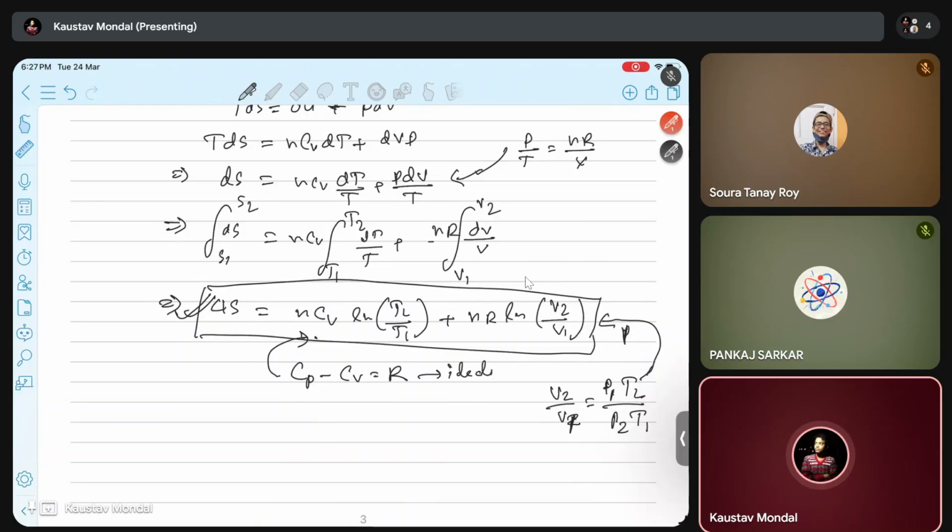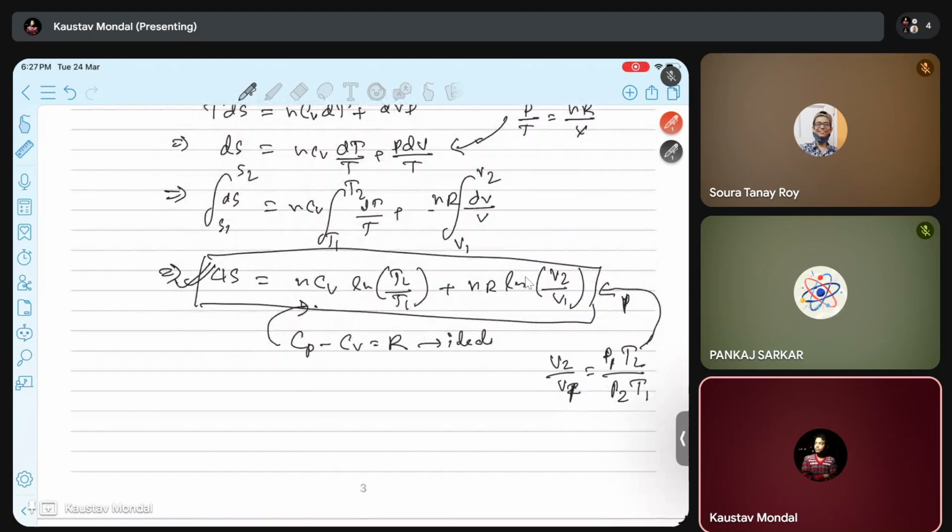Let's suppose the process is adiabatic, so dq will be equal to 0. For an isothermal process, there is no change in temperature, so this term will become basically equal to 0. So for any special case you can rewrite this expression.